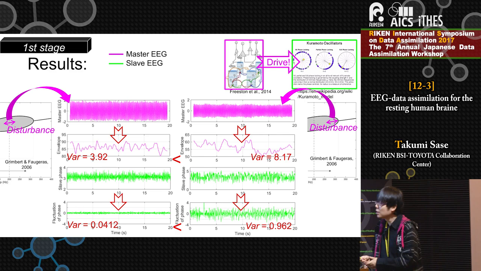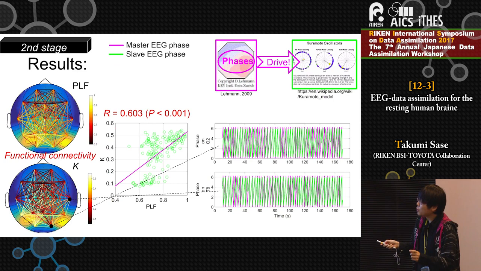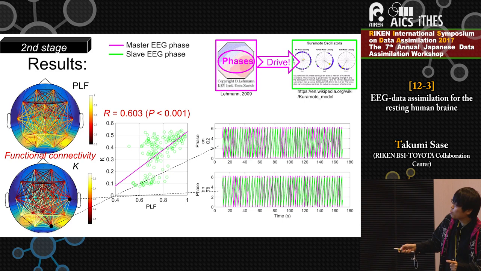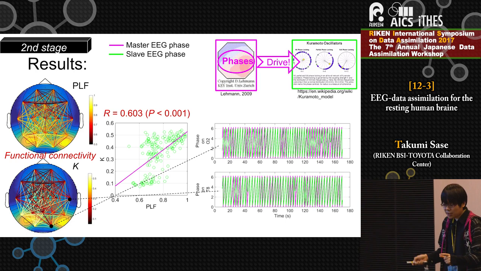Next, this is only the phase of the Kuramoto model driven by only the phase of EEG. This is quickly explained. This is a functional connectivity characterized by phase locking factor. This is the original one. In contrast, this is the data assimilation-driven estimation corresponding to K. It is a very similar result. So this suggests that parameter estimation using data assimilation for the Kuramoto model works well.